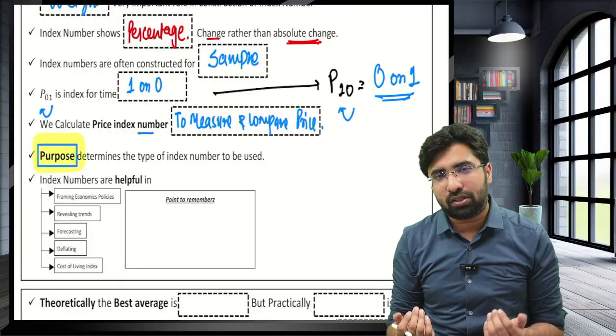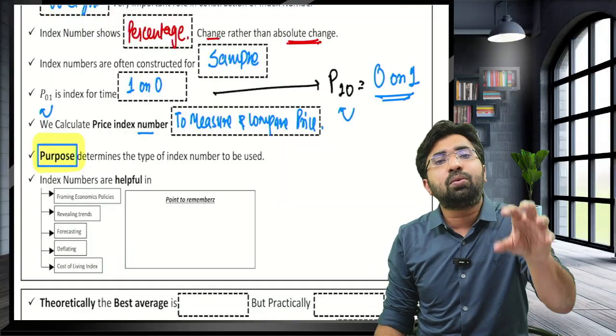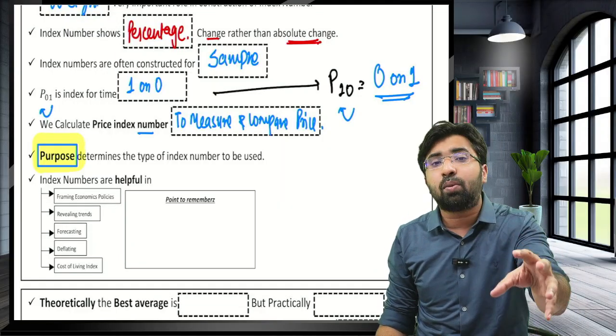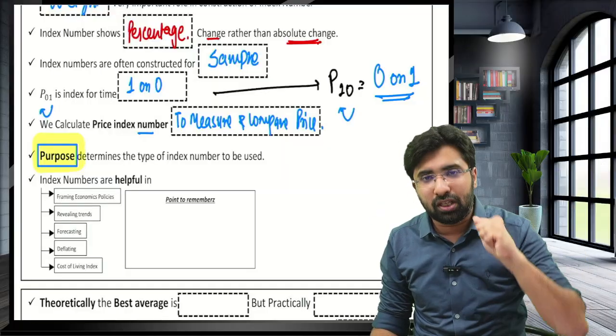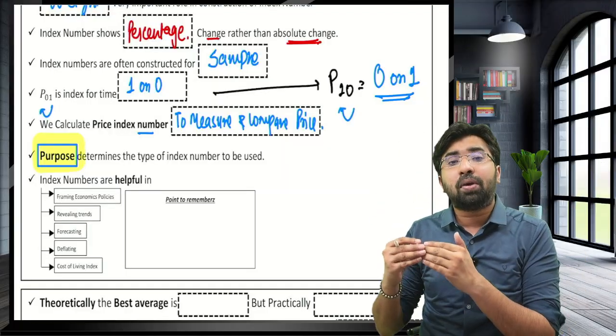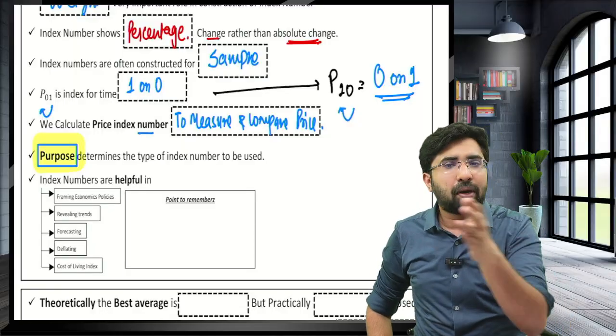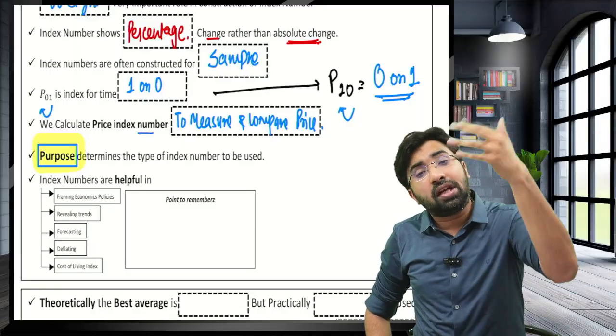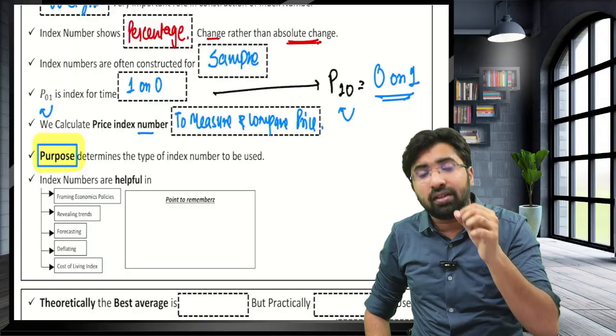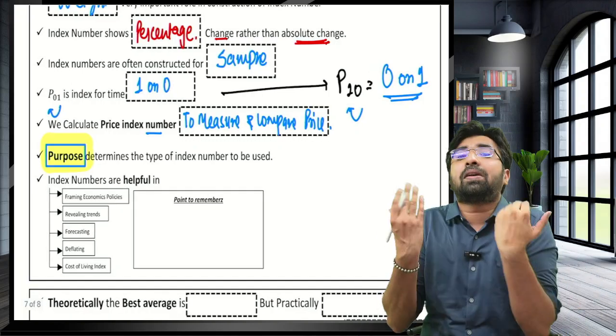What is the purpose? For example, if you are adding a new commodity or deleting an old commodity, splicing is best. Guys, when you want to compare, if the price keeps on changing every year, fixed base is not preferred. If the price keeps on changing every year, prefer the chain base index method. So how am I deciding this? This is decided by the purpose. What is the purpose of the index number?